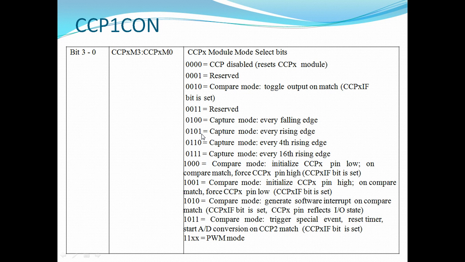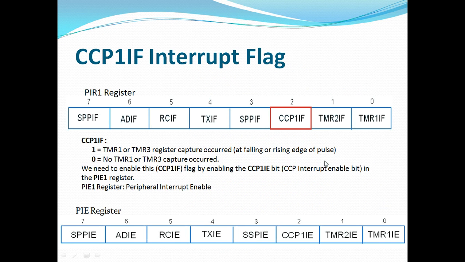If I write 5, then the rising edge mode will be selected, capture mode on every rising edge of the clock pulse. If I select 6, then capture mode every fourth rising edge. If I write 7, then capture mode every 16th rising edge is selected. So these are the capture modes which can be used for programming the microcontroller.